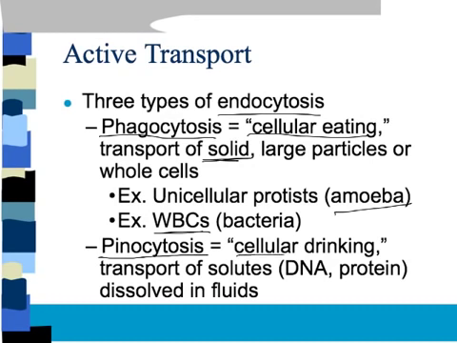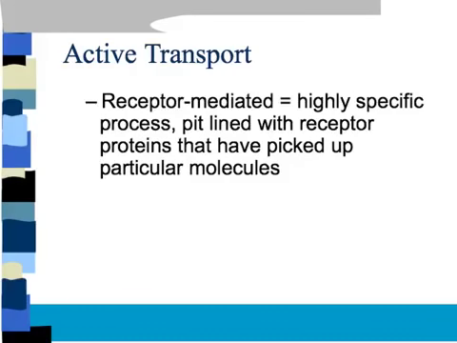Pinocytosis is kind of like cellular drinking. So if I transport a solution, so maybe DNA dissolved in water, protein dissolved in water, glucose dissolved in water, if I'm bringing that into the cell, that's pinocytosis. And the third one is receptor-mediated endocytosis. And this is where I bring in something to the cell, but it's only one specific kind of thing. So I have receptors on the outside of the cell membrane that only bring certain molecules in the vesicle that forms. So let's look at some pictures so we can help ourselves understand these.